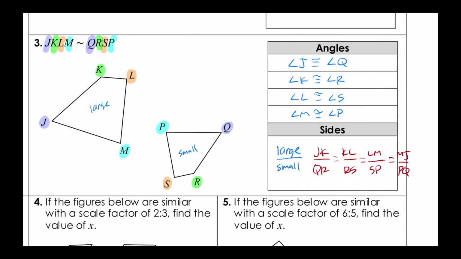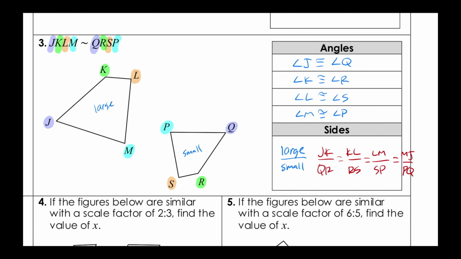Okay, does that make sense? So that's all we're doing here. We're matching up what sides correspond with what sides, setting up those proportions, and what angles match with what angles. Those are congruent. Is everyone clear on this? Is everybody clear on this?